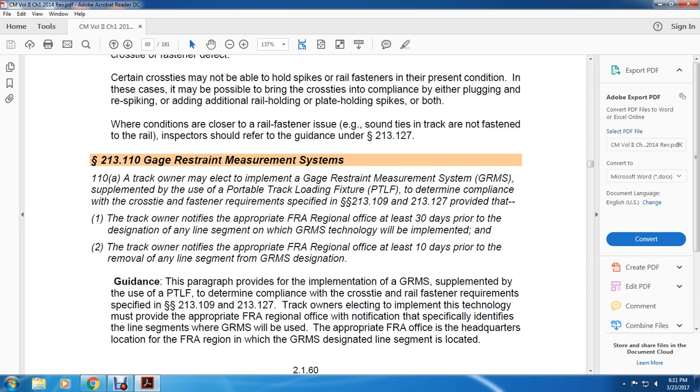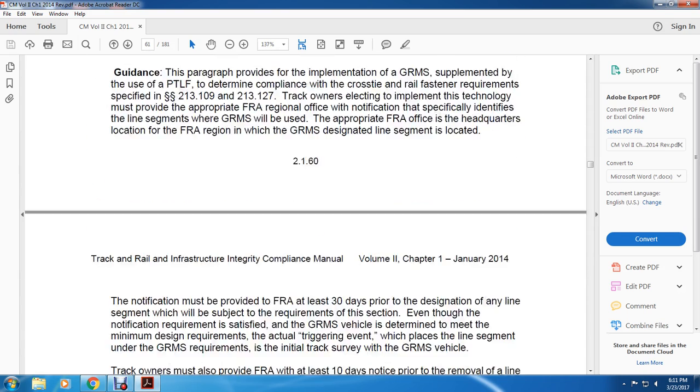The paragraph provides for the implementation of the gauge restraint measurement system supplemented with the portable track loading fixture to determine compliance with the cross-tie rail fastener requirements specified in 213-109 and 213-127. The track owner selecting and implementing the technology must provide the appropriate FRA regional office with notification that specifically identifies line segments of the gauge restraint measurement system. The appropriate FRA office is the headquarters of the FRA region where the gauge restraint measurement system designated line segment is located.